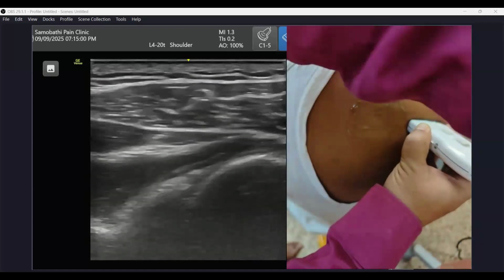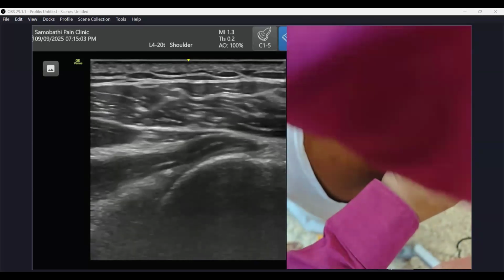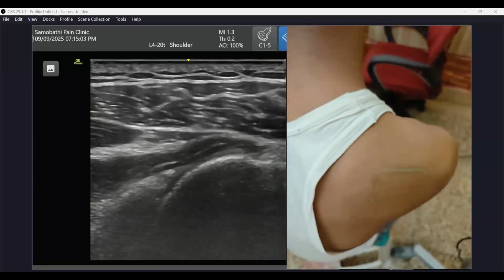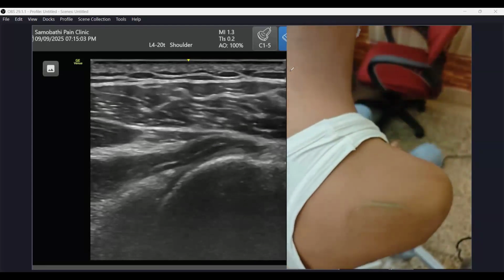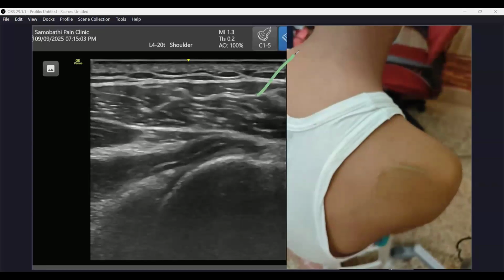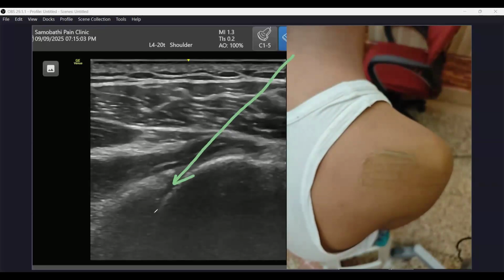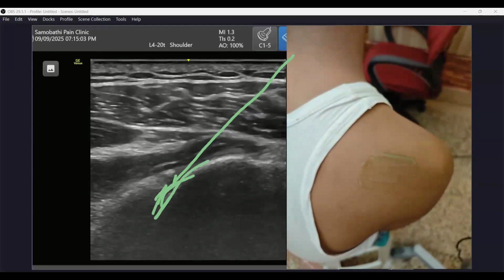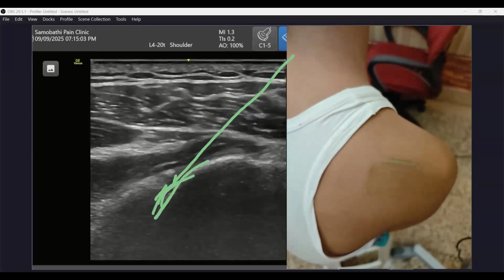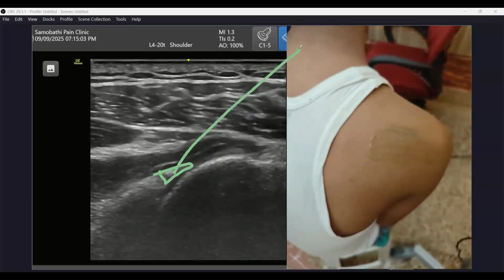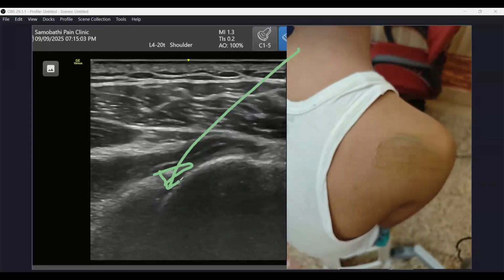So for intervention purpose, if I freeze it, for intervention from the posterior side, the needle should come like this and enter here. Remember, you should not hit the cartilage. Just over the humeral head, there is a thin layer of cartilage. So you should not hit the cartilage, but still you should be below the labrum. So it should come below the labrum and above the cartilage. Okay.